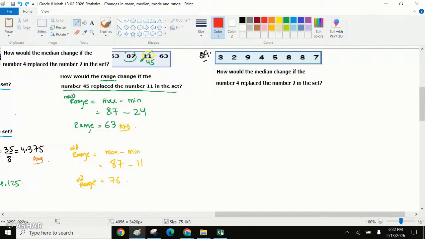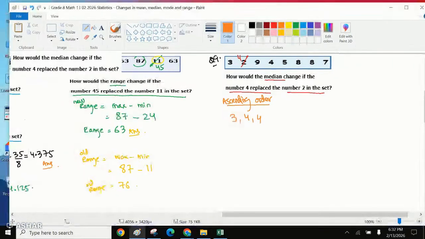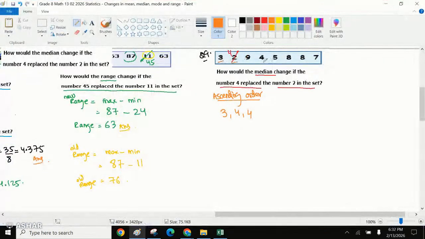We need to find how the median would change if the number 4 replaced the number 2. And we know for the median, we need ascending order. So what is the ascending order? What is the smallest number now? The smallest number now is 3. Then we have 1 3, 2 4s now. Then we have a 5. Then we have 1 7, 2 8s, and 1 9.